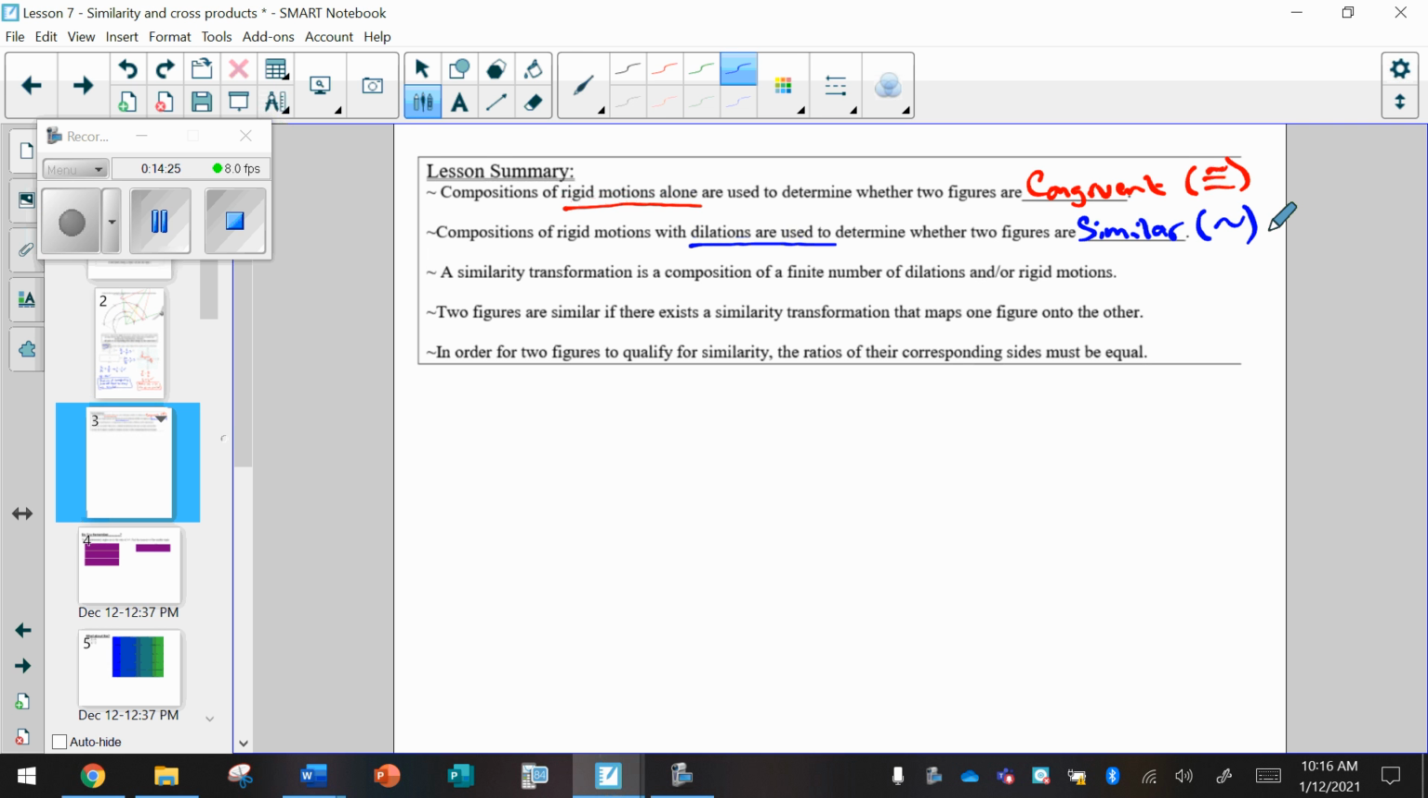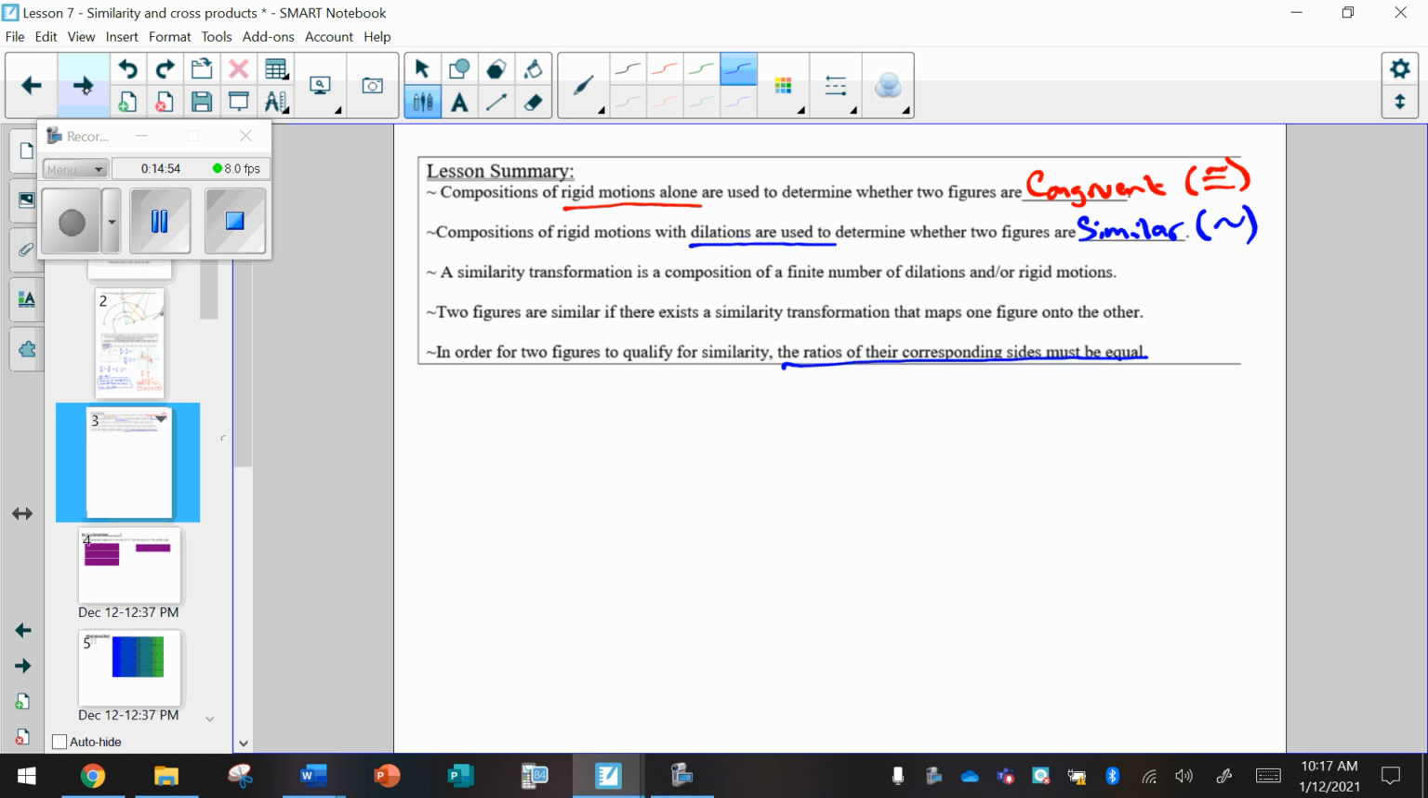If two figures are similar, then there is some sort of transformation that includes the dilation that maps one figure onto the other. And in order for two figures to qualify for similarity, the ratios of their corresponding sides must be equal. All pairs of corresponding sides must have the same ratio. And you have to check all three pairs of sides if you're trying to test if two triangles are similar or not.